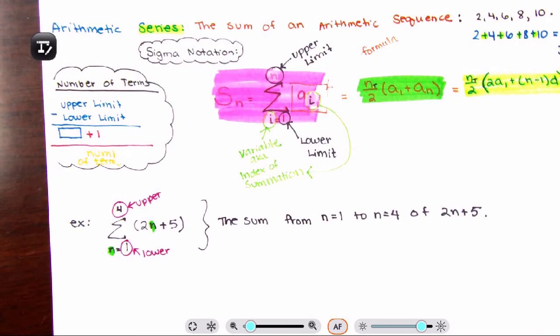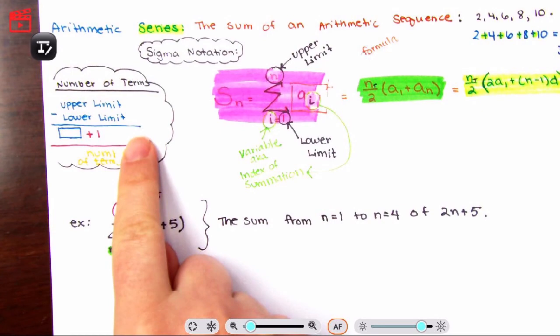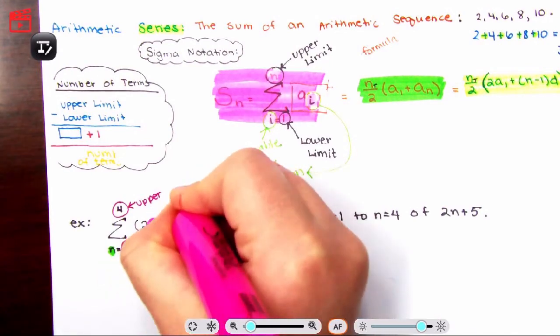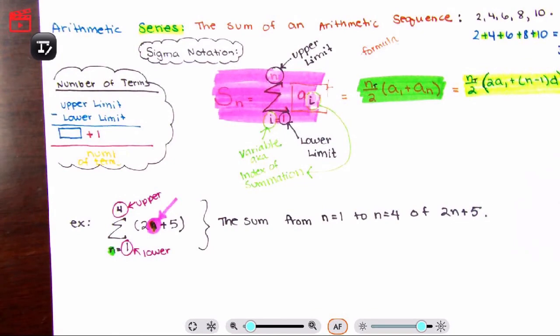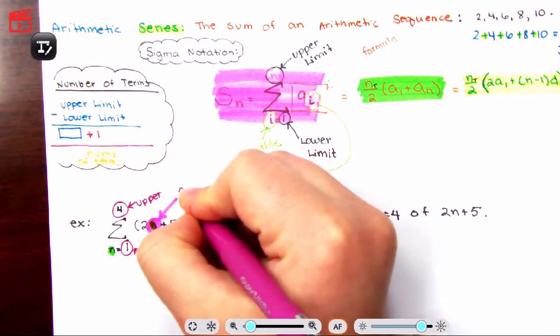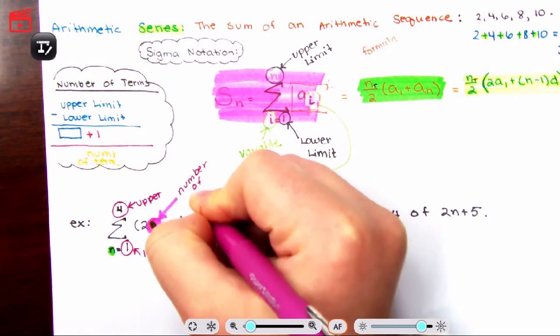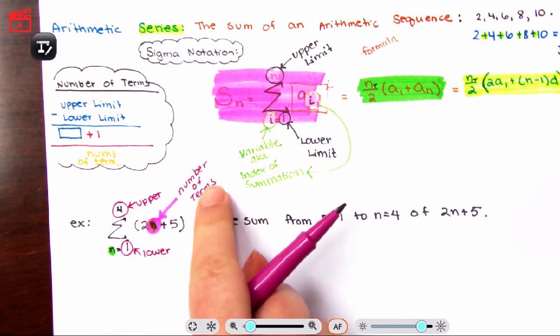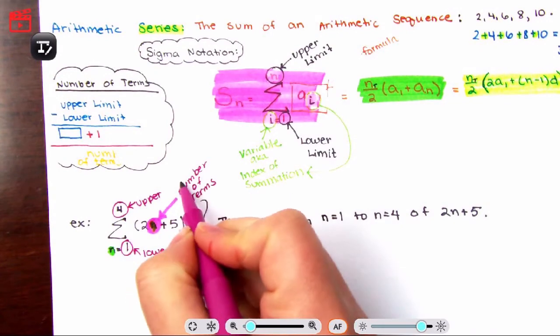Now, I do want to point out something here in this thinking bubble, and I went ahead and did it before I did my notes. The number of terms is what the inside n represents. So this n, just like when we were doing the explicit rules for arithmetic sequences, is your number of terms, not the lower limit. So this is not going in here. This is your number of terms.